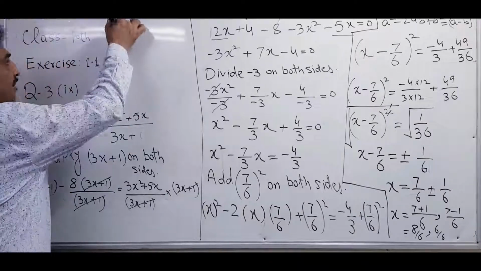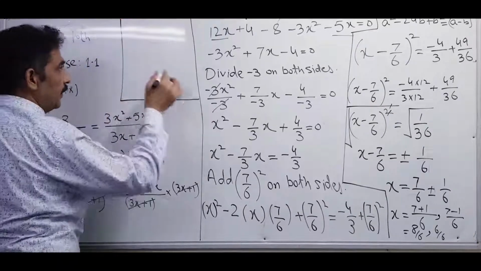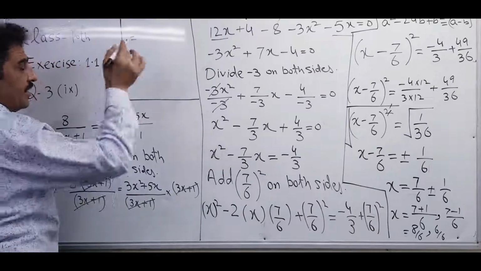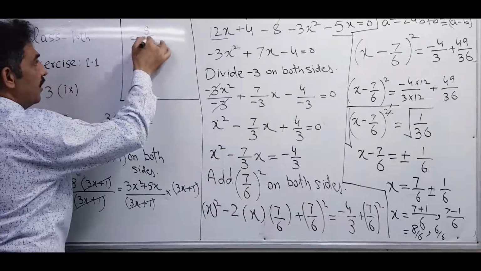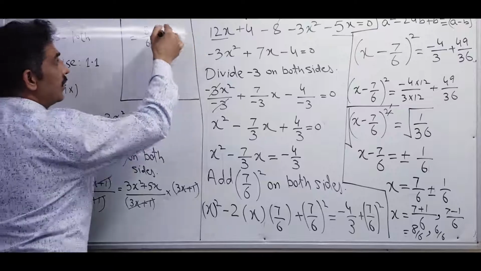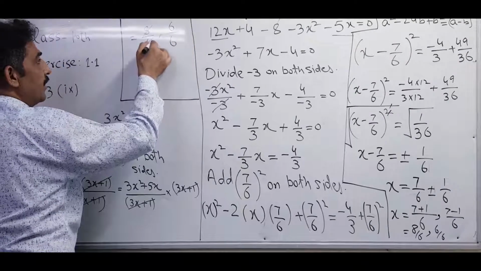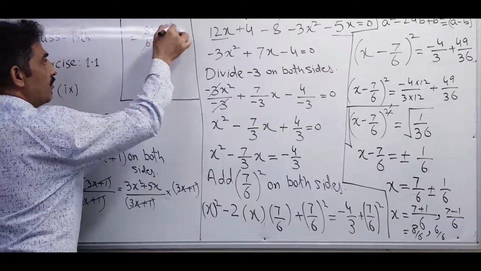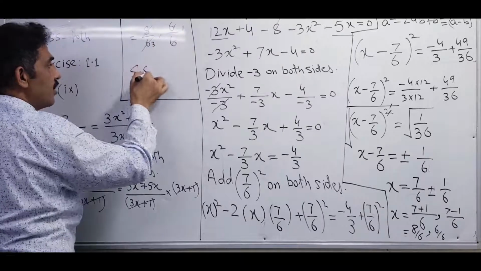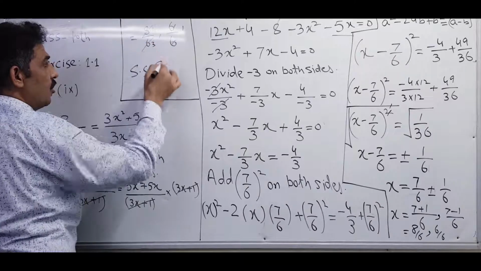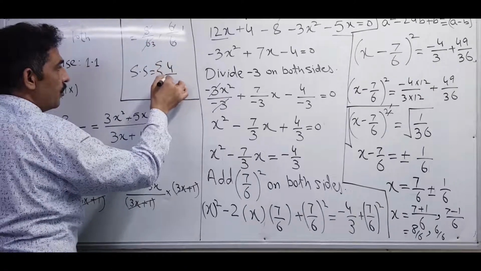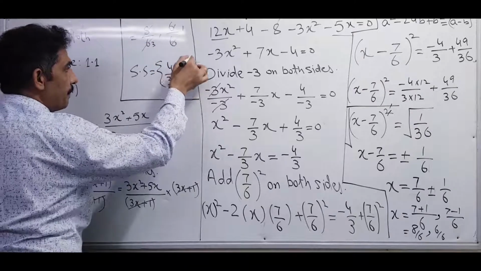And what will be the answer of 8 over 6? I will write the final answer here for you. The last answer of that term is 8 over 6 comma 6 over 6. Simplify by 2, 4 over 3, and here 6 1s are this. So the solution set is equal to 4 over 3 comma 1.